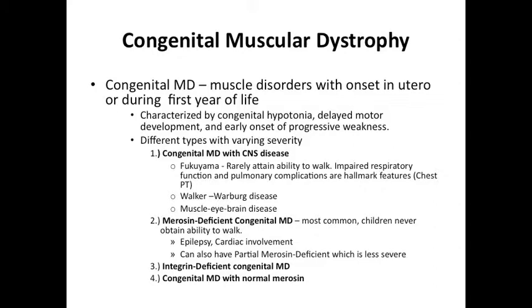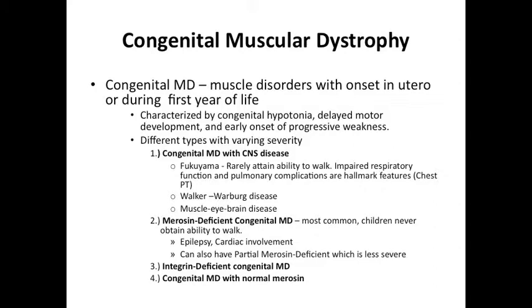Congenital muscular dystrophy. Congenital muscular dystrophies are muscle disorders with onset in utero or during the first year of life. They are typically characterized by congenital hypotonia, delayed motor development, and early onset of progressive weakness. There are 4 different types. The first one is congenital muscular dystrophy with CNS disease, then merosin deficient congenital MD, integrin deficient congenital MD, and congenital MD with normal merosin. There are 3 types of congenital MD with CNS disease.